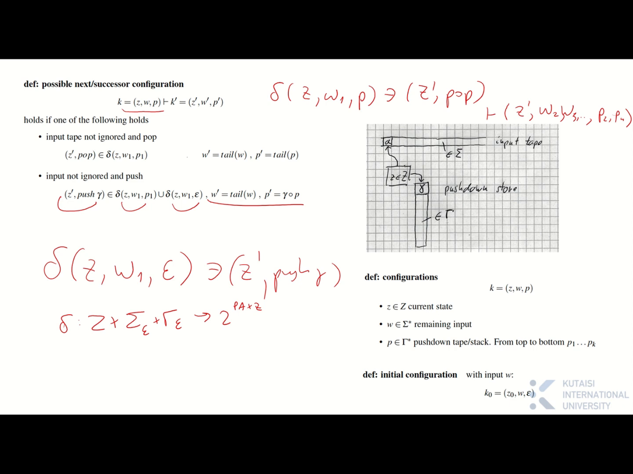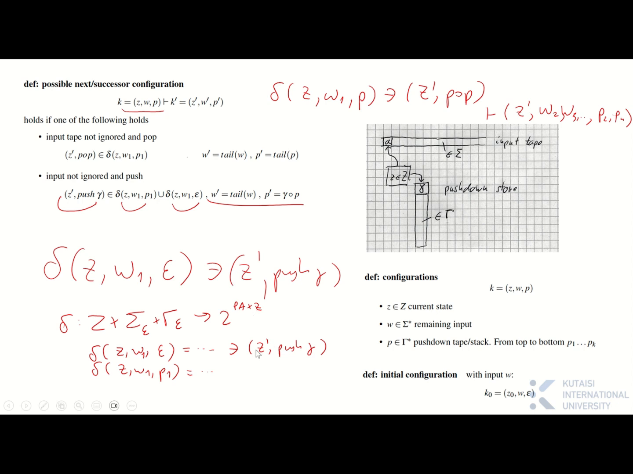For every triple, you have to tell me what's happening. So if you tell me what's happening for ZW, you have to tell me what this is, and you also have to tell me what this is. So W1 here, P1. Both of them you have to specify if you're specifying this function. And what I'm claiming now is that you specify this, right? This is some set, and let's say this set contains Z prime push gamma.